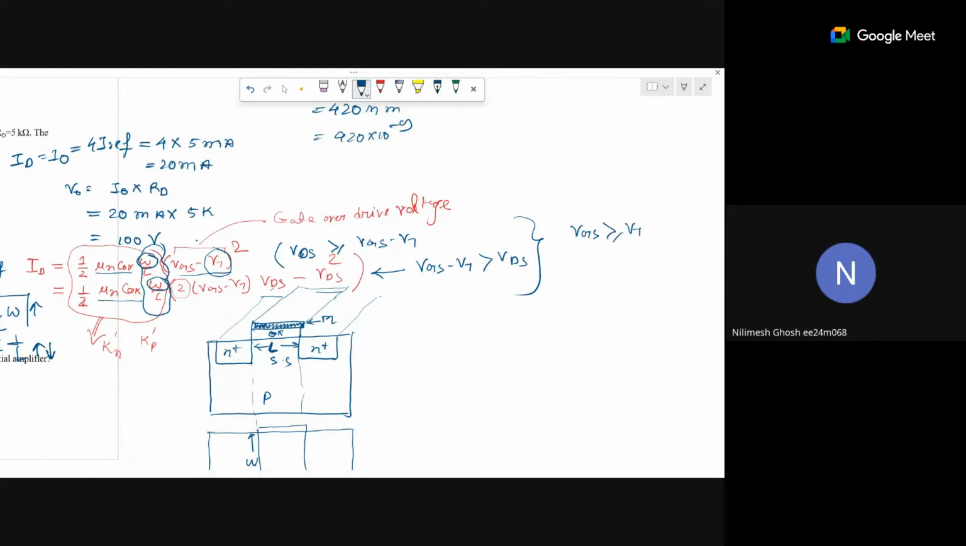The thing is, if the MOSFET does not turn on, then no current will flow. Then there is no question of saturation or triode. These only come into the picture when the MOSFET turns on. If I draw the graph of the MOSFET, this is ID, and this graph you know from your class itself. This is VDS, the drain to source voltage. This graph varies like this.